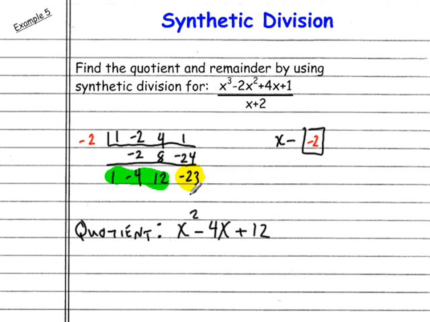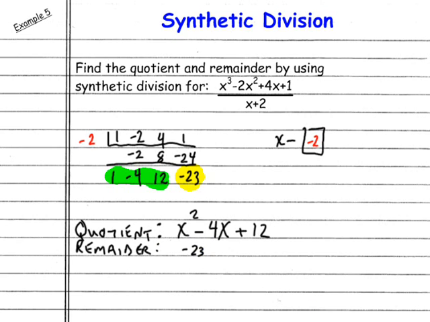Remember, very simply, we can write the remainder as that negative 23 that we always find in the last position of that last row. So in this example, our remainder is negative 23.